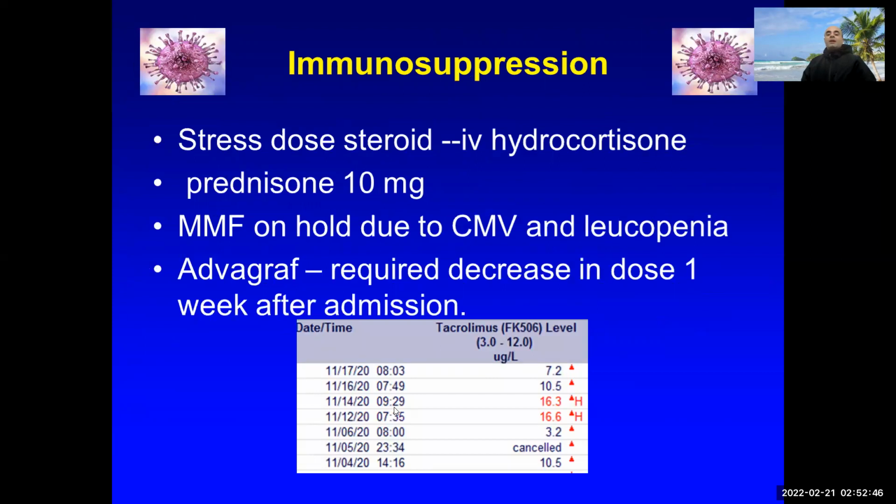Immunosuppression: stress dose steroid IV hydrocortisone, then resumed prednisone 10 mg. MMF on hold due to CMV and leukopenia. Advagraf required a decrease in dose a week after admission. This is the trough level for this patient during admission: the tacrolimus levels range from admission, November 4, until now, November 17, with the target level between 7 and 10.